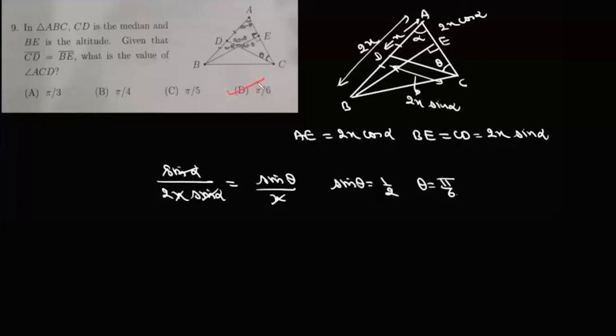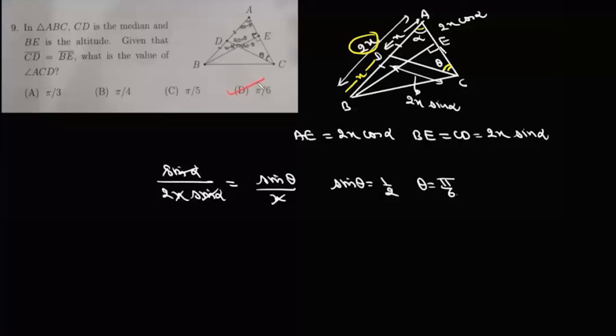Now in this question, we are given a triangle ABC in which CD is the median and BE is the altitude, and it is given that CD is equal to BE. What is the value of angle ACD? We'll take this angle as theta, and we'll also take angle A as alpha. Suppose the length of AB is 2x, and since CD is median, BD is x and AD is also x.